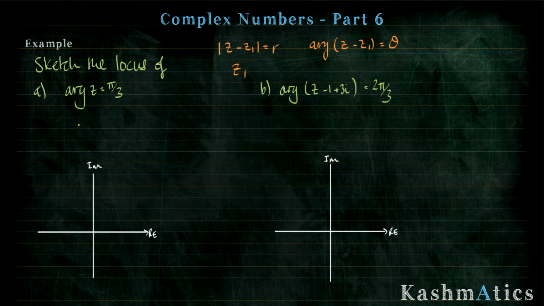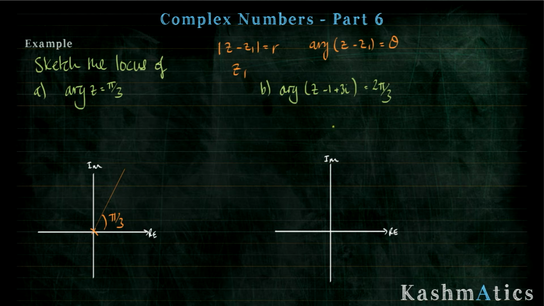So if you look at this first example, we've got the argument of z is equal to pi over 3, which means that z1, the thing we're subtracting, is actually 0. So the center for this point is there. That's where we're measuring things from. And pi over 3 is 60 degrees. So I can just draw a line like that, and that would be pi over 3. This means z lies somewhere along this line, and that carries on forever.